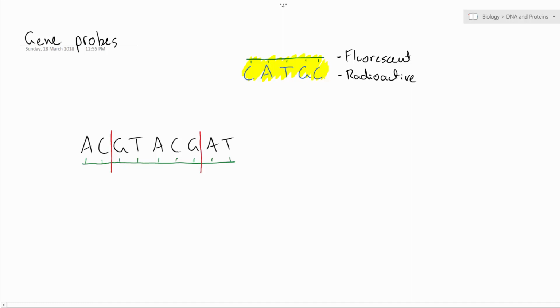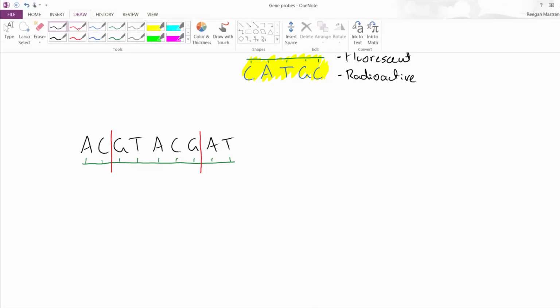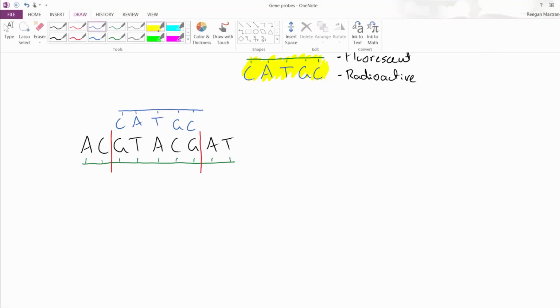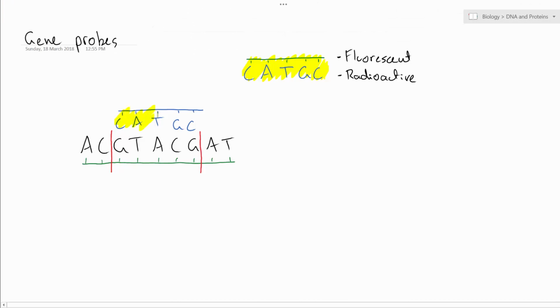So the reason for this is because when it goes and binds to a gene of interest, like so, the fact that it has this fluorescent or radioactive marking means that we are going to be able to see it, and we're going to know where specifically it is.